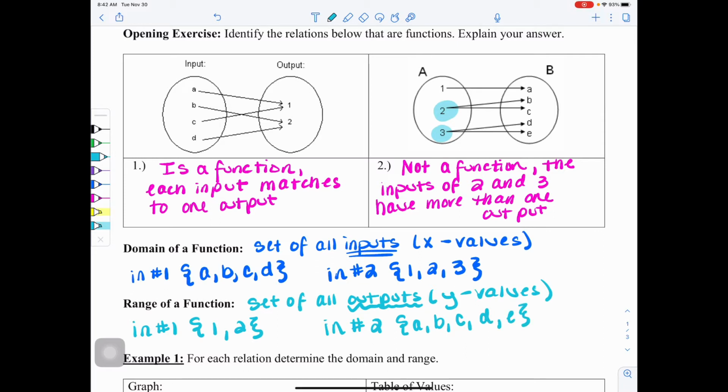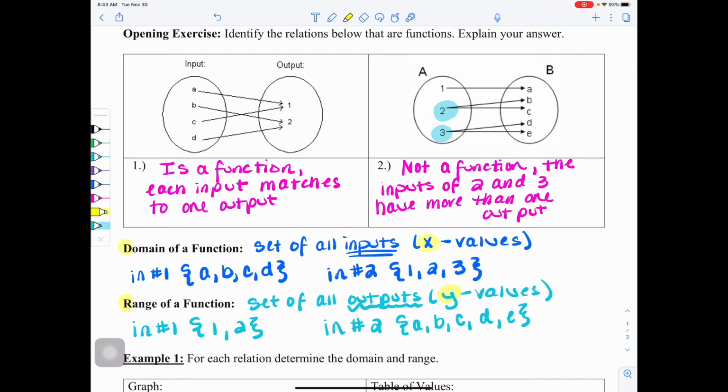So domain is your input or x values, range is your output or y values. One quick way you can remember that is by looking at the letter that it starts with, domain and range. Most people remember the words, but they don't necessarily remember which one is which. So try to think of it alphabetically. D comes before R, so domain comes before range, and X comes before Y, the same exact way alphabetically. So the ones that come first go together, the ones that come second go together.